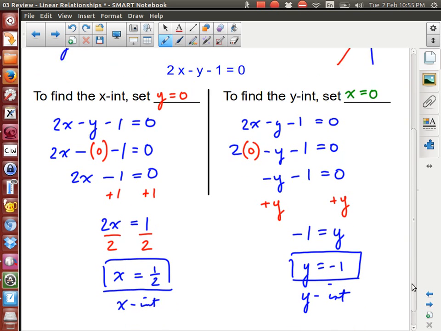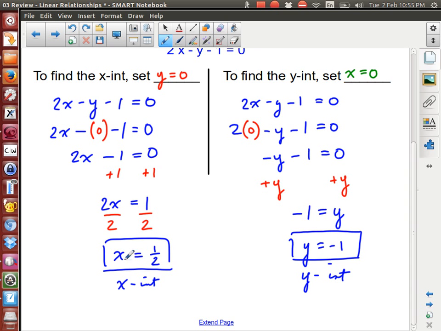But if we were doing this as a graph, we would put a point at, actually let me make sure I'm really clear about that. We would put a point at x equals 1/2, and what was the y value that goes along with this? It's y equals 0. We would put this one at x value 0, and the y value is 1. So here are 2 points. We could graph those, and that would give us our graph.